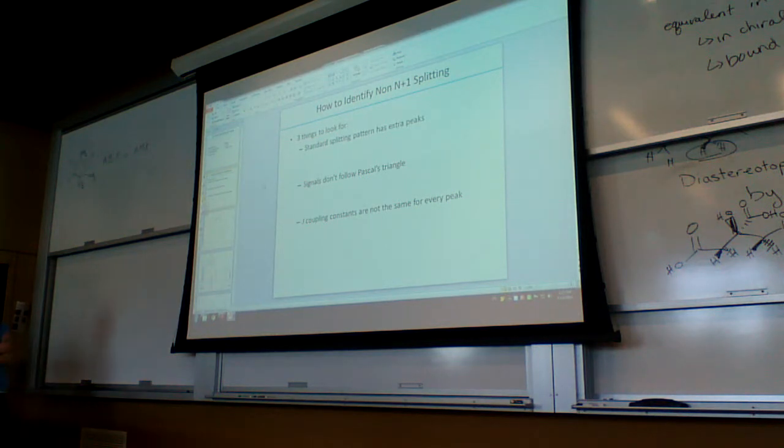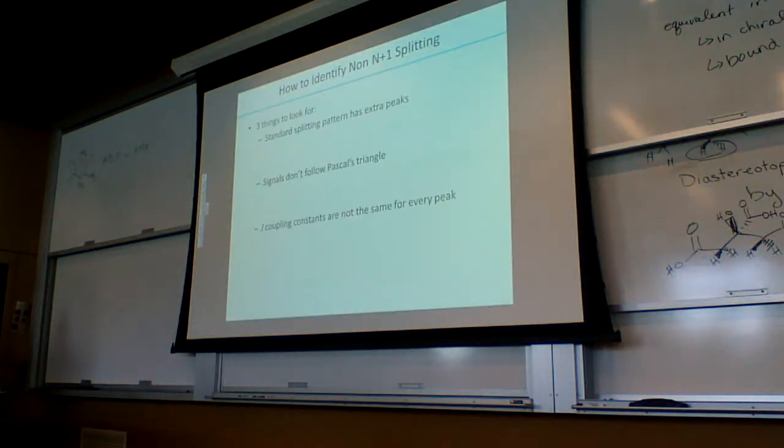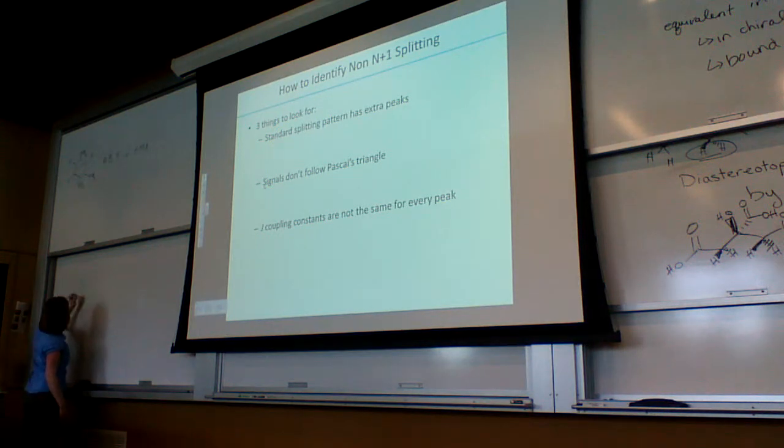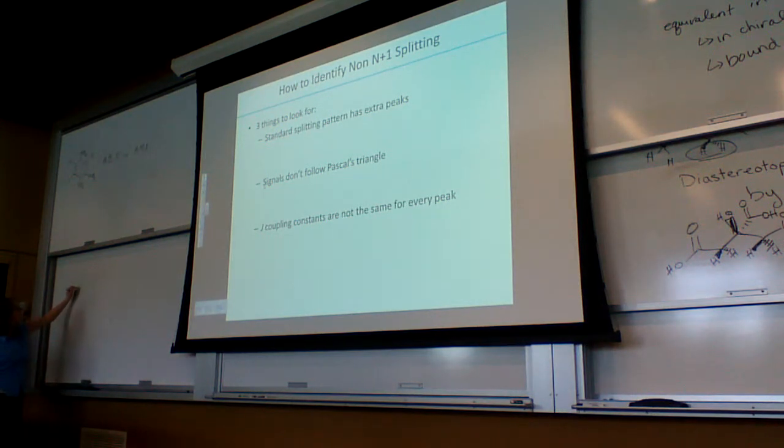So the first thing to look for is a standard splitting pattern that has extra peaks. Let's say you have a quartet, but you're seeing a little peak in between those, and that's a hint that it is not a standard quartet. That's kind of the easiest way to identify that it's not quite the standard one.